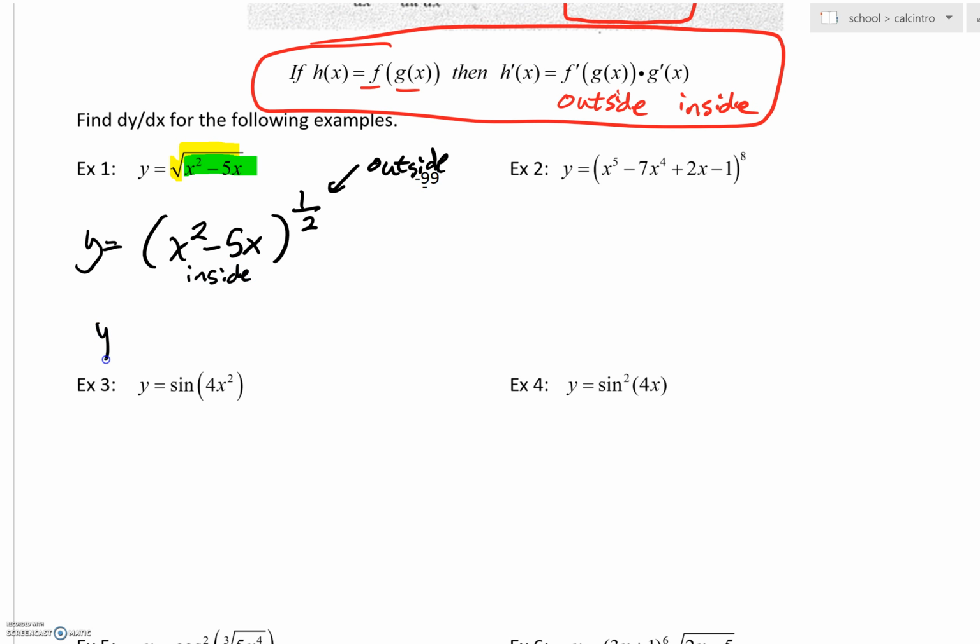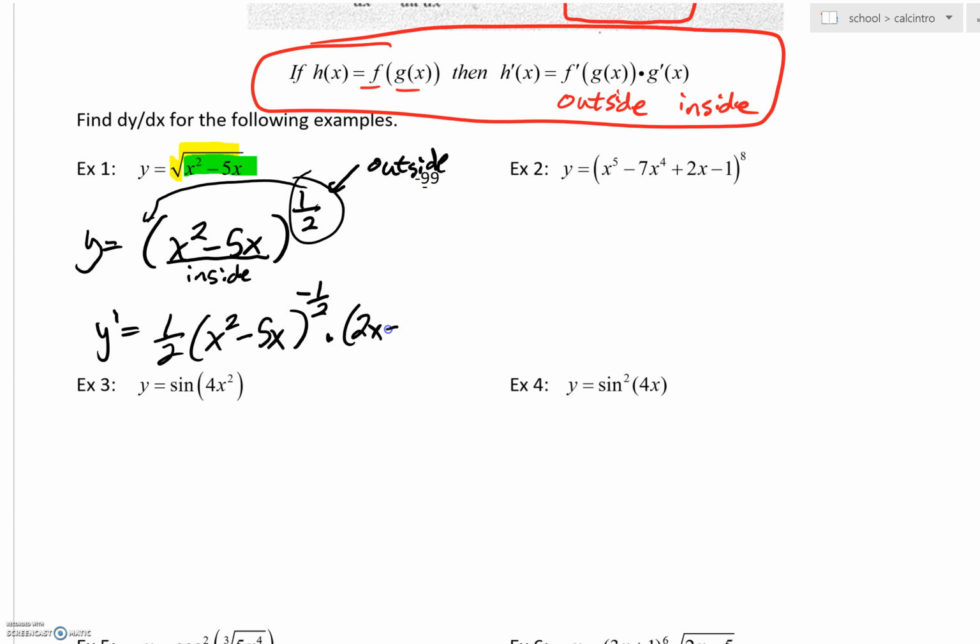So what are we going to do? To take the derivative, we deal with the outside. If you had something to the 1/2, God bless you, how do you take that derivative? Bring it down. Now you're going to keep the same composition. You'll have x squared minus 5x. But what's your new power here? It's negative 1/2. We have to subtract that 1, right? Yeah. So that's the derivative of the outside. Now I take the derivative of the inside. And that's 2x minus 5. Do you see how that works?